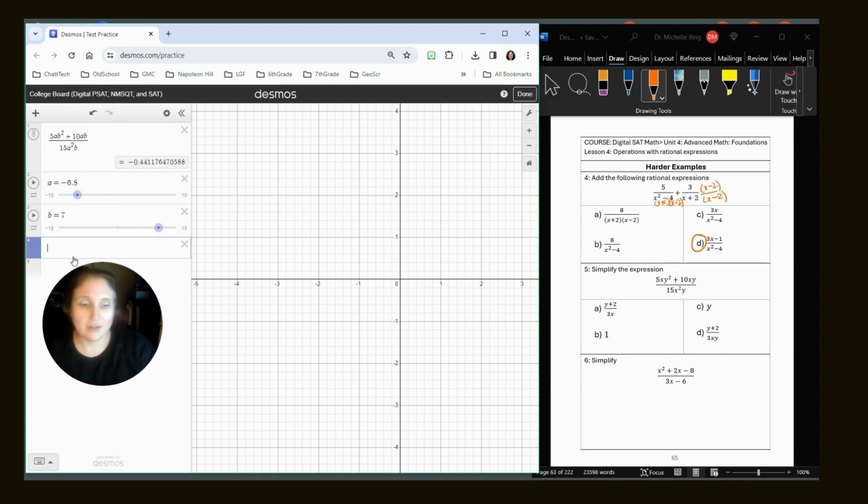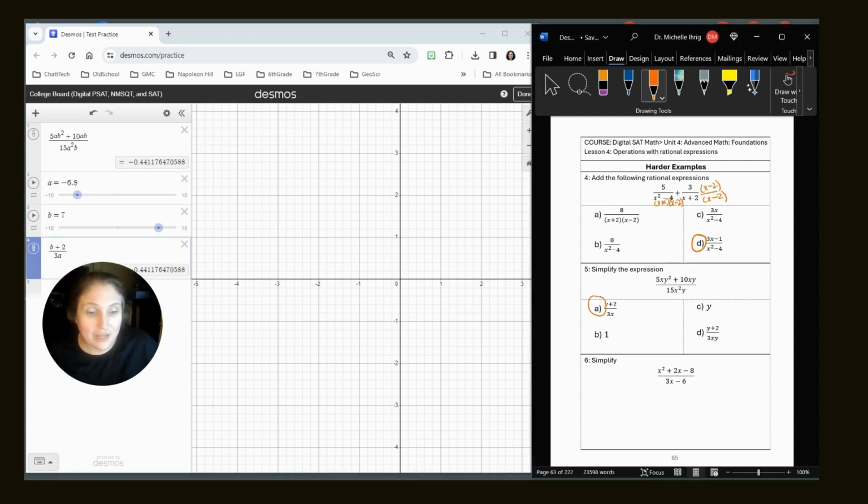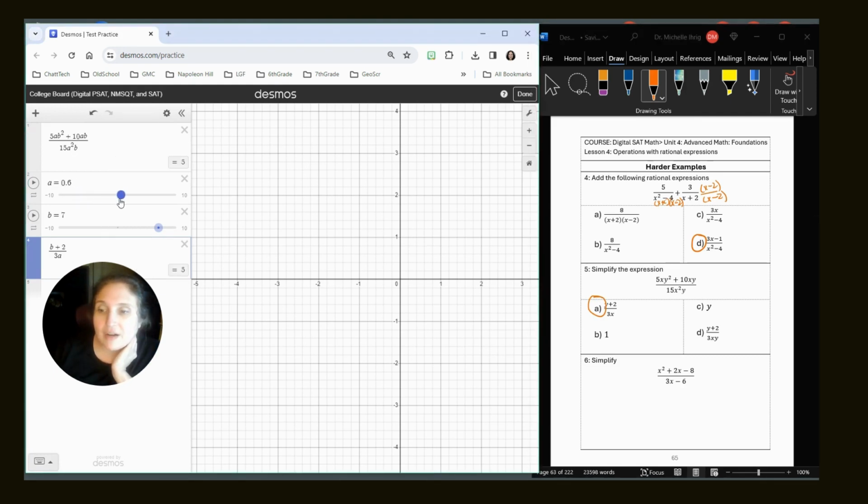Now we're going to type in our answer choices. Y plus 2 over 3x. I am going to write y plus 2 over 3x. And then I'll change my x's to the letter A and my y's to the letter B. And that's the answer, letter A. And how do I know it's the answer? Because no matter where I move the slider tool, look at how my answers are identical.